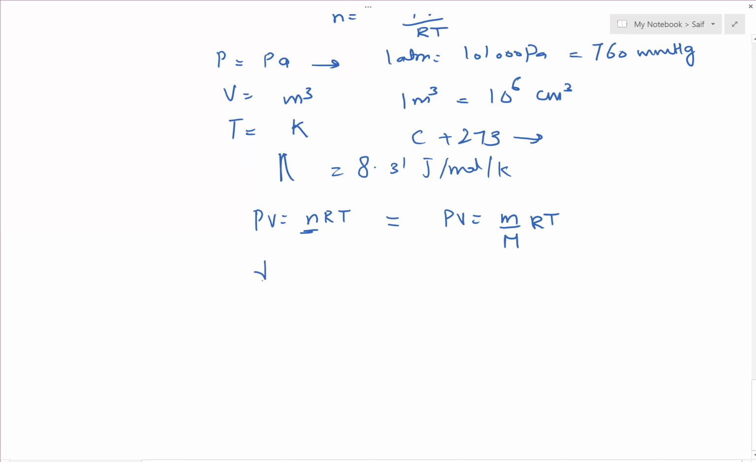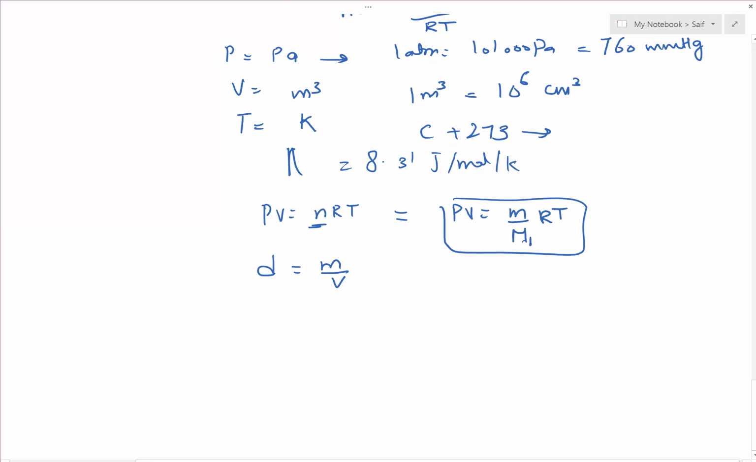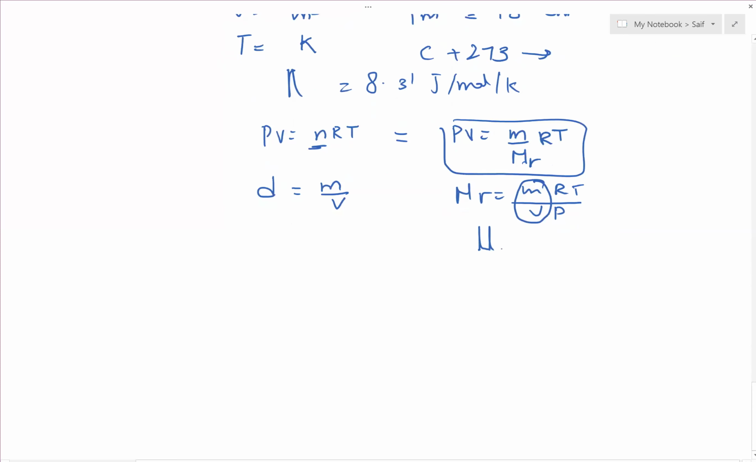And from here you also have to calculate the density, which is equal to mass over volume. From this equation, if we bring MR to the top, we get MRT divided by V and P. This M over V is called density. So MR will be equal to density times RT divided by pressure. Got it or no?